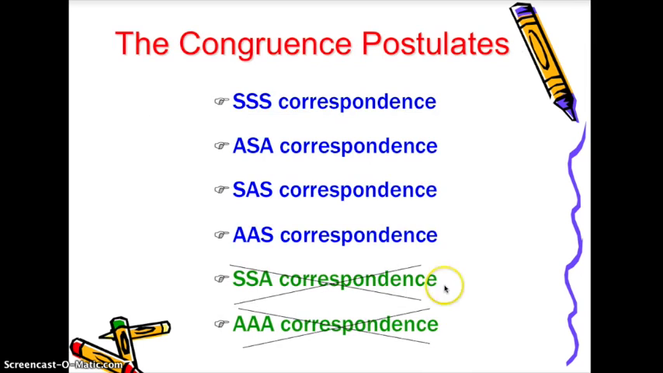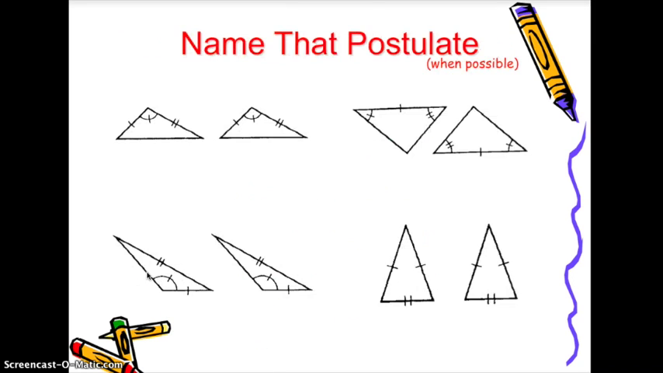So here we have all of our congruence postulates: side, side, side; angle, side, angle; side, angle, side; angle, angle, side. And we cannot have side, side, angle, and no angle, angle, angle. So by which postulate do you think these two triangles are congruent?